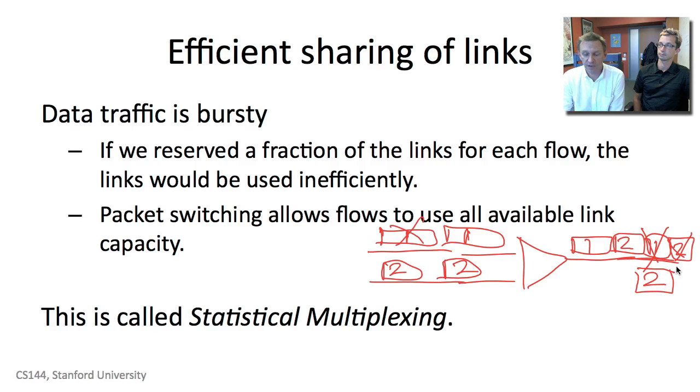As a consequence, we get more efficient use. It's always used when there are packets to send. And this benefit we call the statistical multiplexing gain that comes from using packet switching.